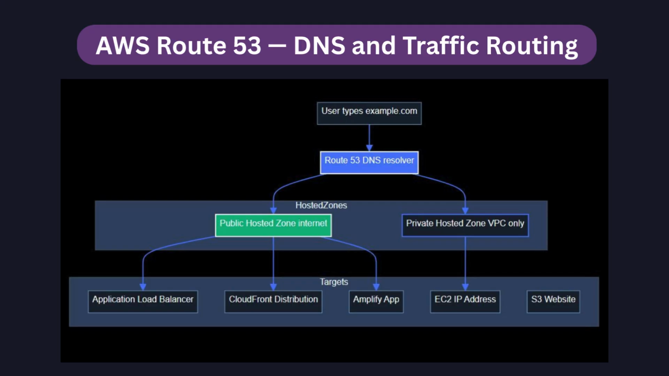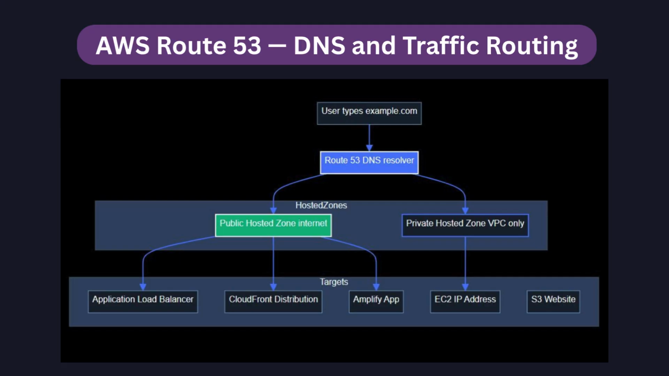Targets include hosted zones, application load balancer, CloudFront distribution, Amplify app, EC2 IP address, and S3 website. Public hosted zone is used for internet-facing DNS, while private hosted zone is used only inside of VPC. When a user types example.com, the Route 53 DNS resolver handles the request and routes it to the correct destination.